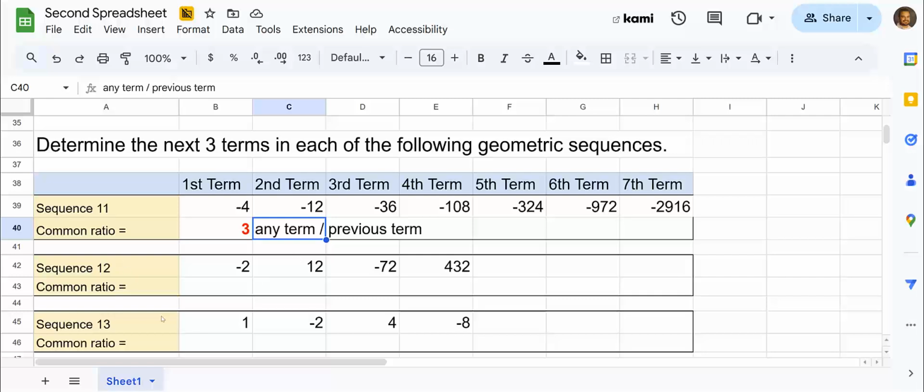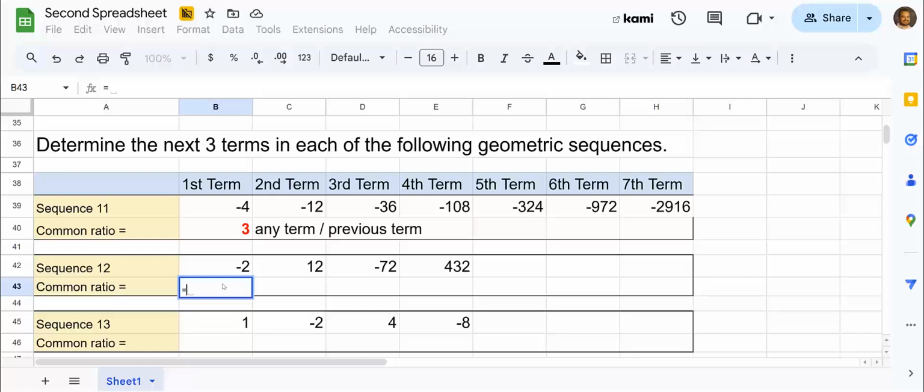So let's look at this one, secant 12. It starts off with -2, goes to 12, and then -72. So I can see it switching from negative to positive to negative to positive, which means that we're obviously multiplying by a negative number. So the answer that we're going to get is negative, but let's go ahead and figure this out. So in order to figure out the common ratio, so in order to figure out what we're going to multiply by, let's figure out what they're divided by.